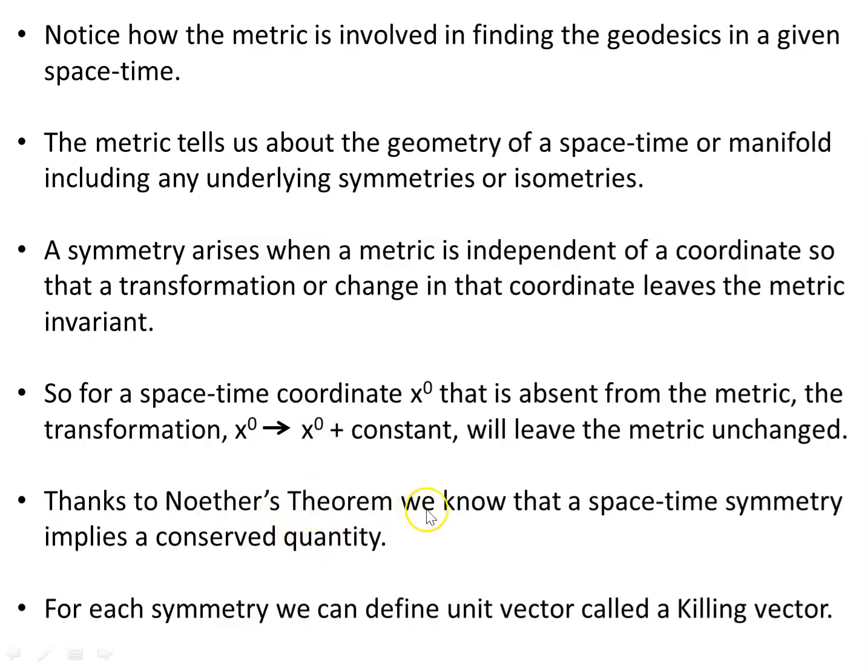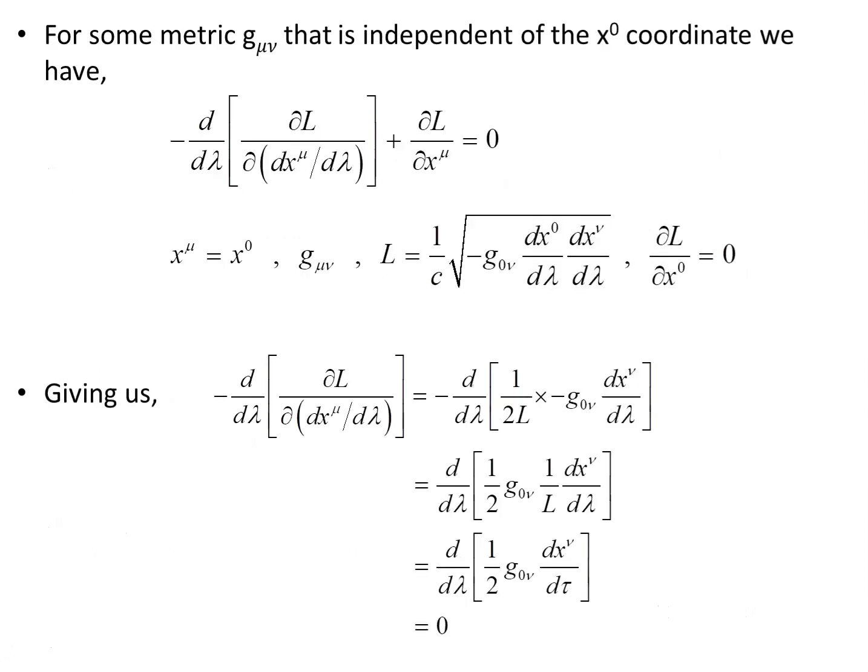Now, thanks to Noether's theorem, we know that a space-time symmetry implies a conserved quantity. So for each symmetry, we can define a vector called a Killing vector. For each of these symmetries or isometries, we can define a Killing vector field. So for some metric g_μν that is independent of the x^0 coordinate, we have this object here, reminding ourselves of the Lagrangian equation here. x^μ is x^0, g_μν, L is this object here. ∂L/∂x^0 is 0.